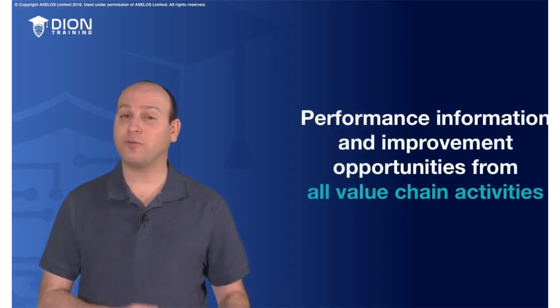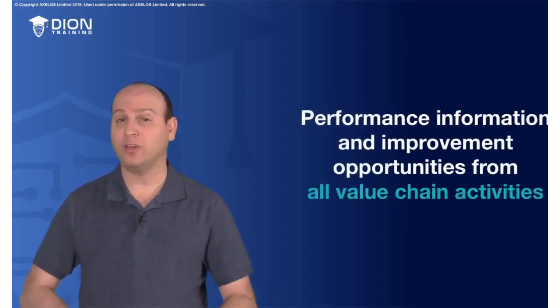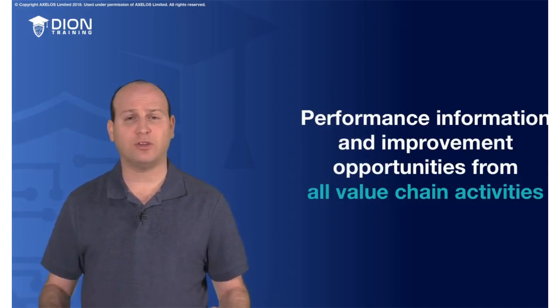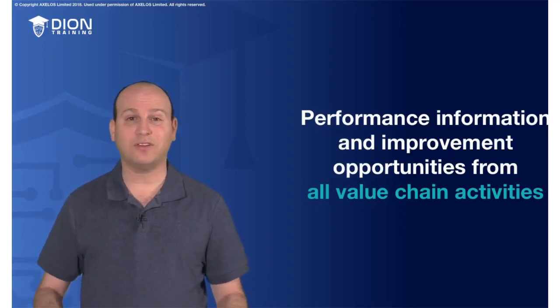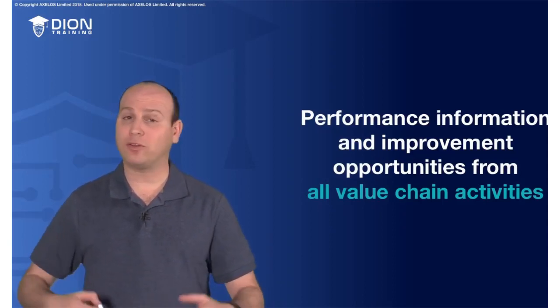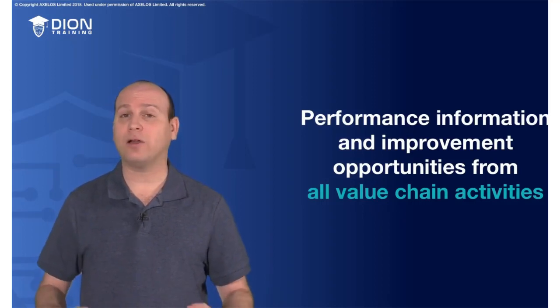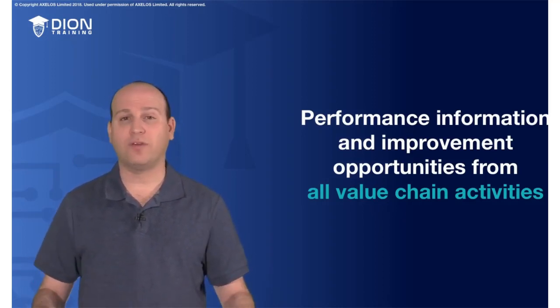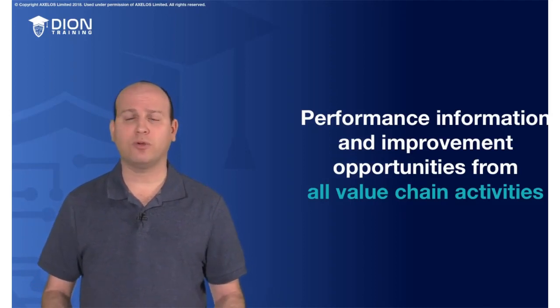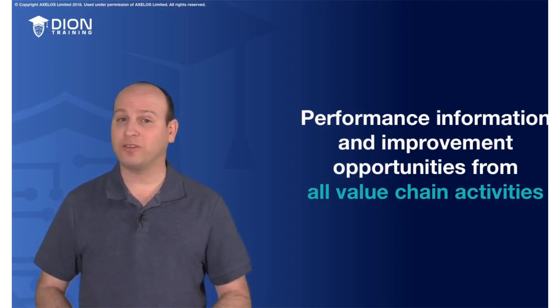We also want to look at the performance information and improvement opportunities that are provided from all of the different value chain activities. As we're measuring things across the life cycle and across all of our processes and activities, we want to make sure that's being fed back to improvement so we can figure out how can we do things better, cheaper, faster, more efficient, whatever the case may be. We're always trying to improve to get more value for less cost.